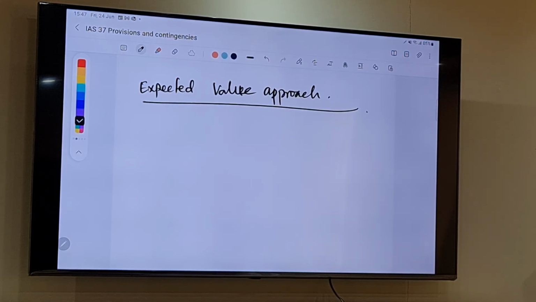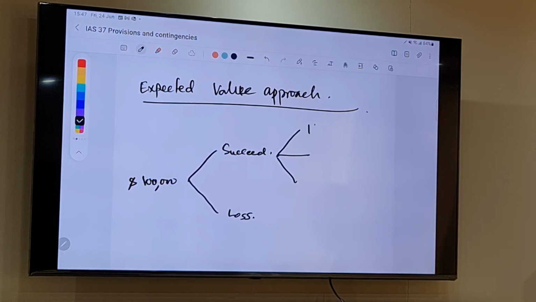Let's say I'm going to invest $100,000 into a project, and when I invest, I might lose the project. If I succeed, I have three chances of making a good profit: high, medium and low. High, I have a 40% chance. Medium, I have a 30% chance. And low, also a 30% chance.